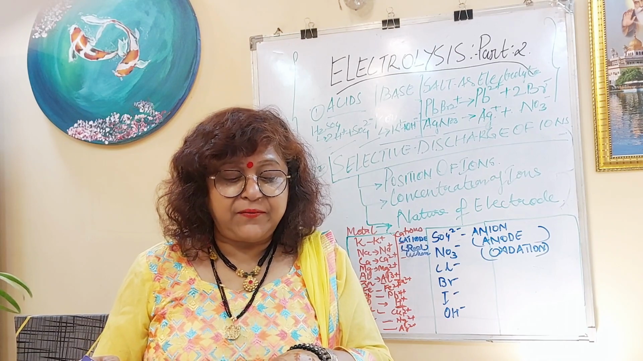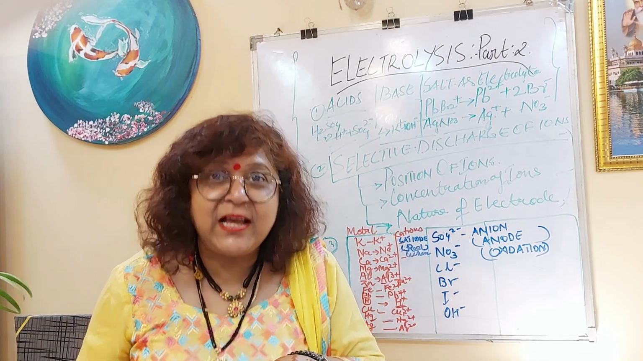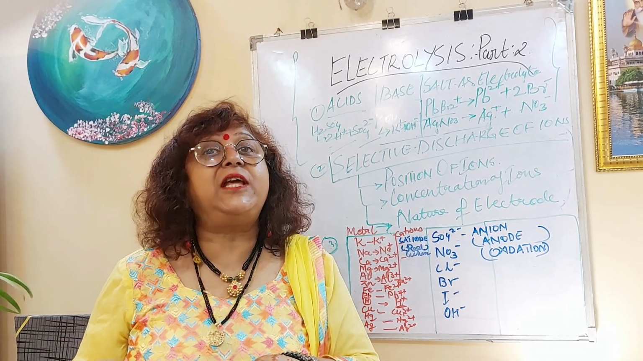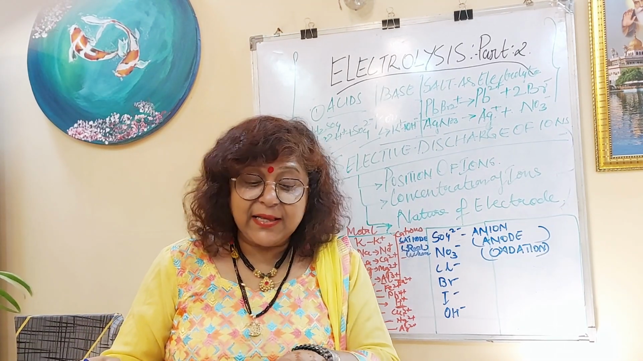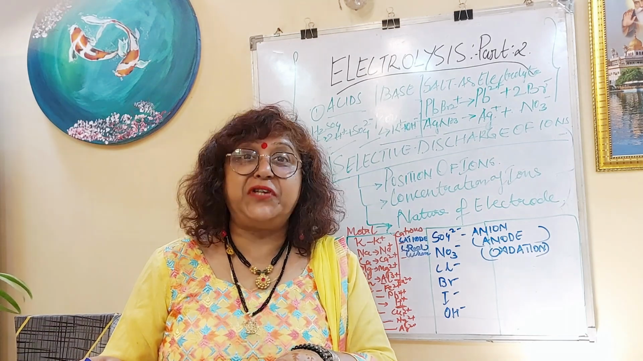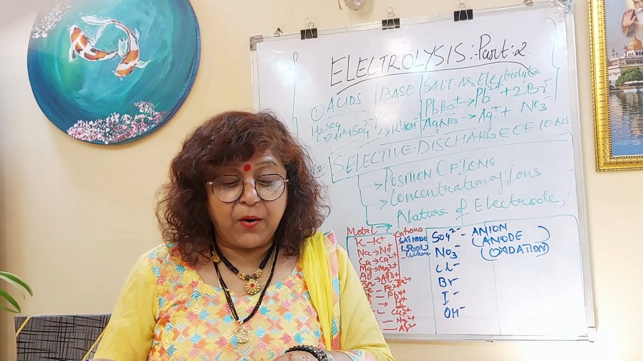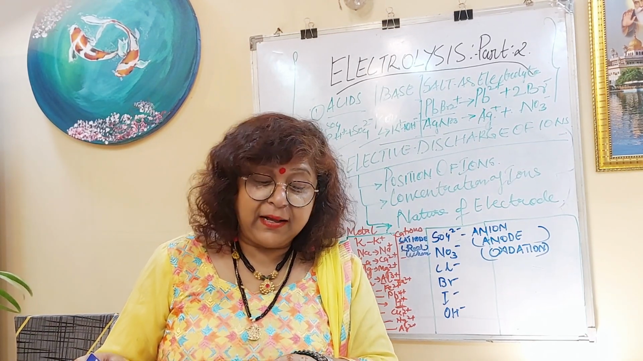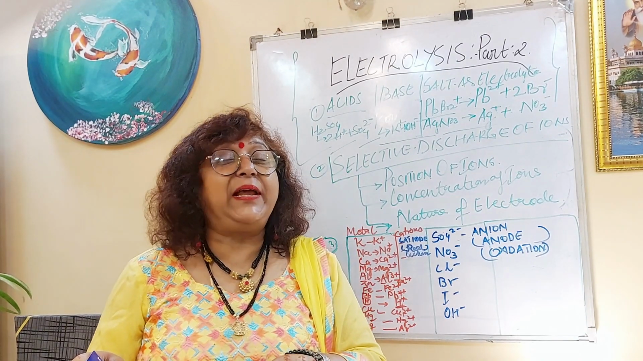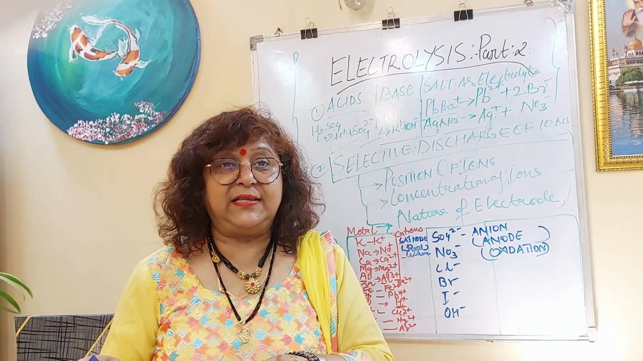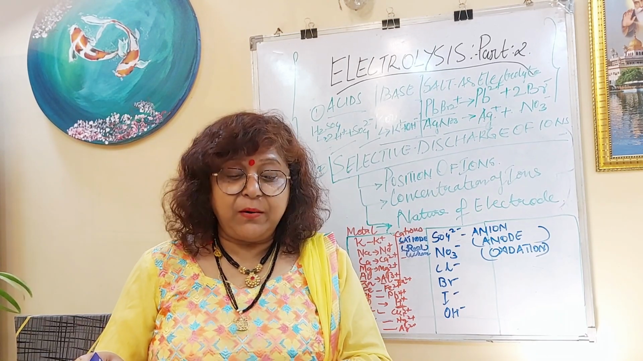Ionization is the process which takes place in polar covalent solvents. Dissociation is the process which takes place in electrovalent compounds. Ionization is the process of formation of charged ions from the molecules of a polar covalent compound like HCl. Charged ions are formed: HCl will break up into H plus and Cl minus. HCl is covalent.